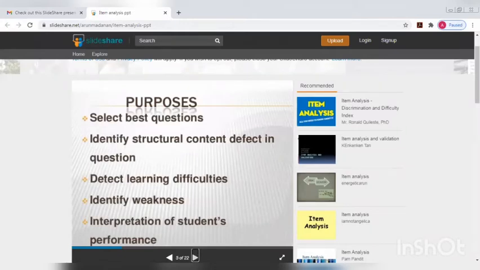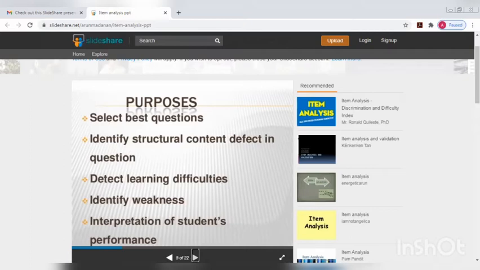So what are the purposes behind that? The first one is to select the best questions. When we construct a question paper or construct some items, we used to have some sequence, like explanation, describe, long questions, essay type questions, then multiple choice questions, fill in the blanks. All these things come under this part of the items. So we have to select the best questions or best items from the syllabus or the curriculum of that specific subject and of that specific batch.